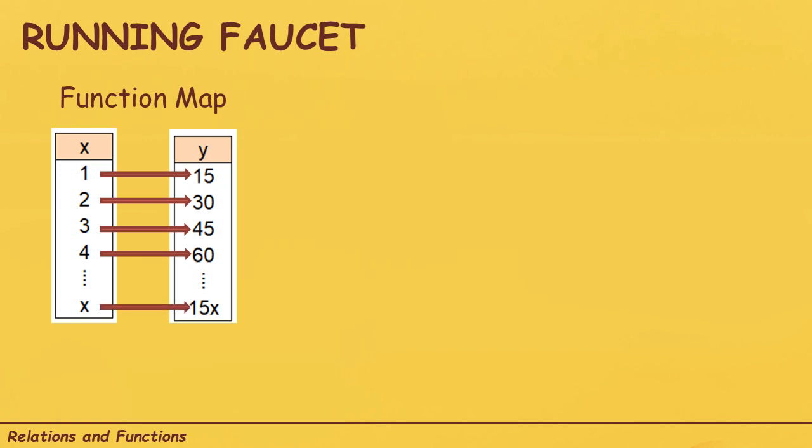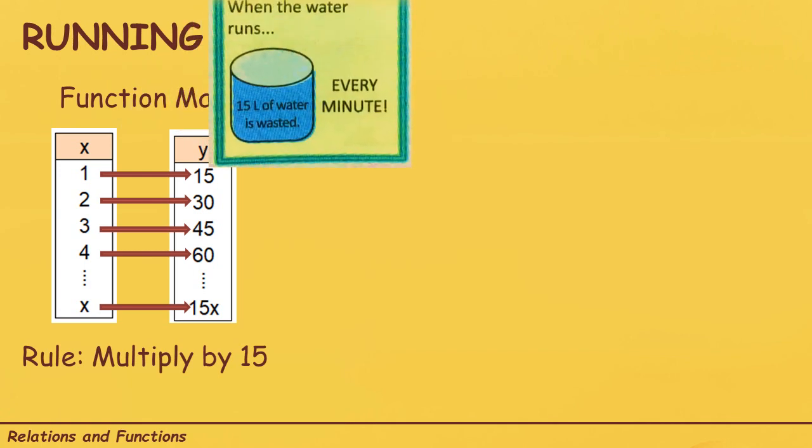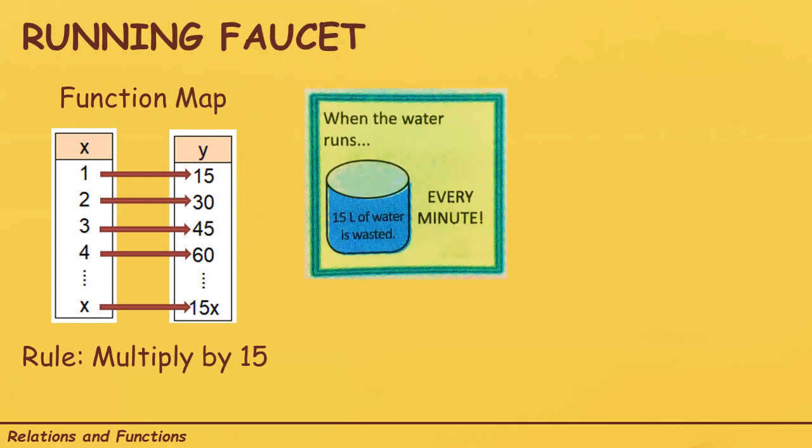And that is, x maps to 15x, because we just multiply it by 15, because that is our rule. The diagram shows that the values of y come from the values of x according to a specific rule. That is our rule, which is that we need to multiply by 15. So here, when the water runs, 15 liters of water is wasted every minute. That is why y is equal to 15x, because every minute, 15 liters of water are wasted.